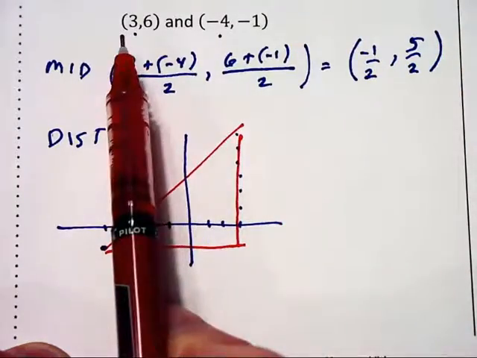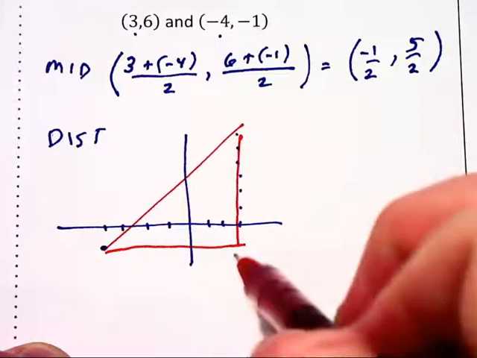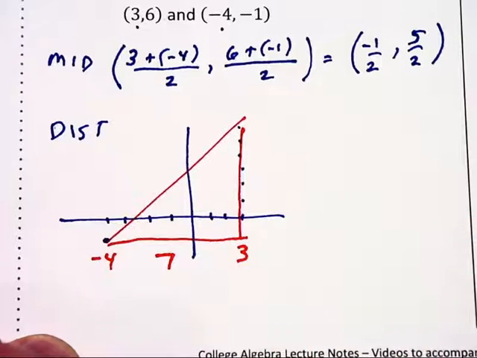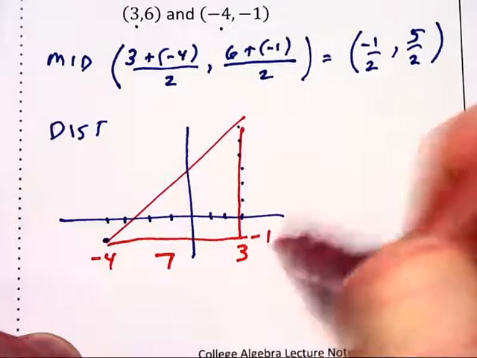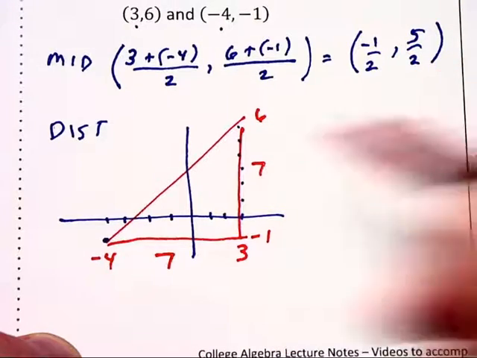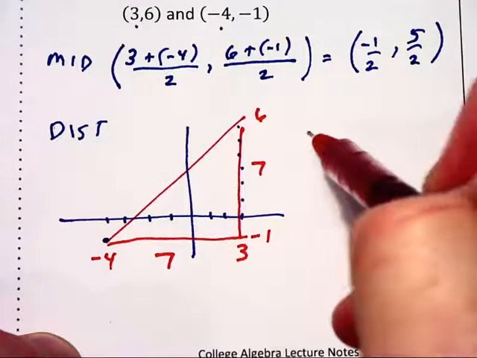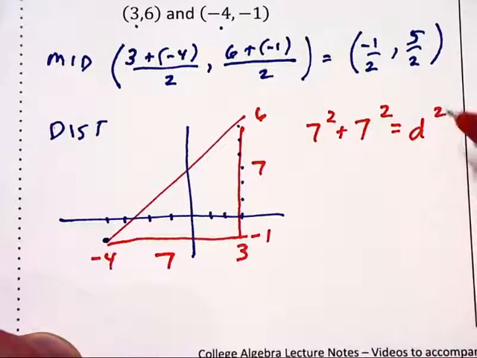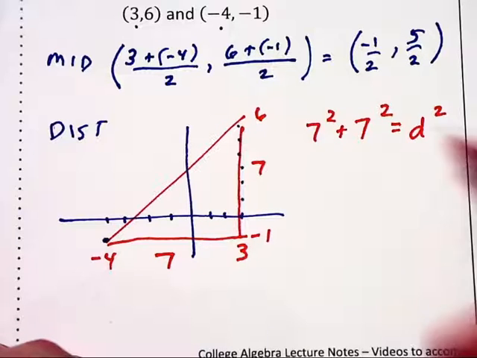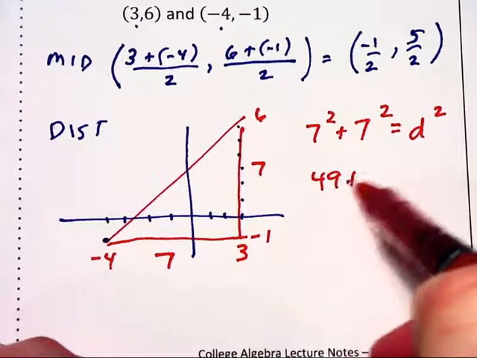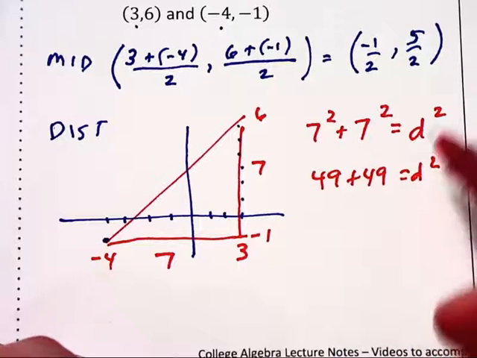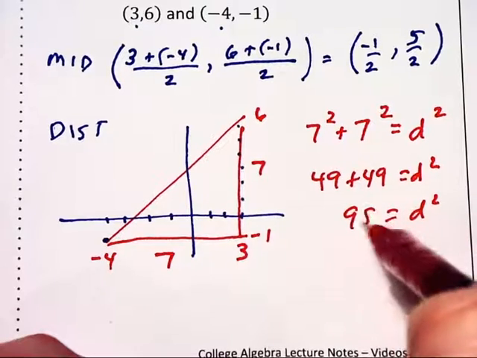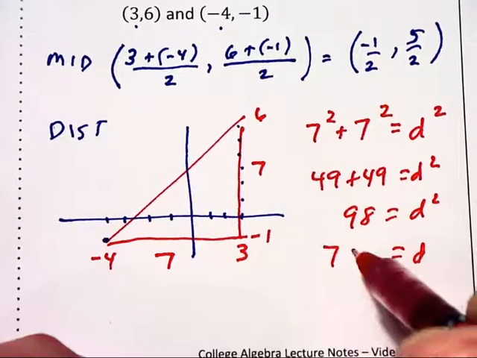To go from 3 to -4, here's 3 on the right, -4 on the left, this base is 7 units. And to go from a height of -1 up to a height of 6, that is a height of 7. So we are going to have 7 squared plus 7 squared equals our distance squared by the Pythagorean theorem. This is 49 plus 49 equals d squared. d squared equals 98, and d equals 7 root 2.